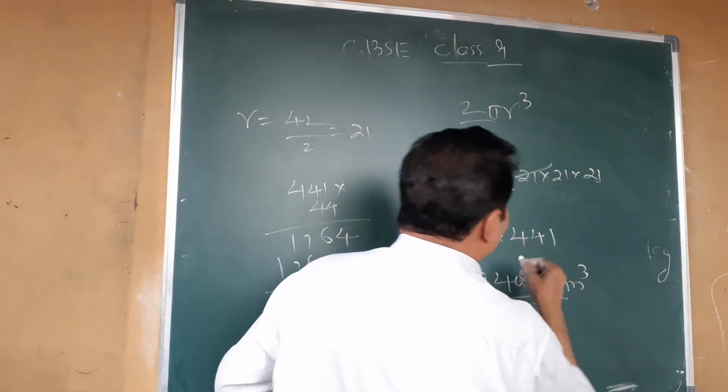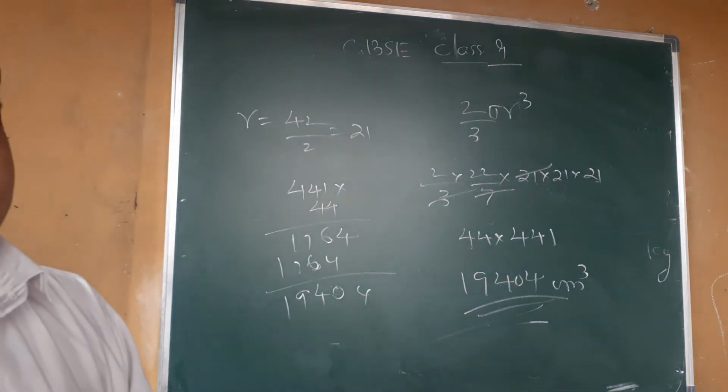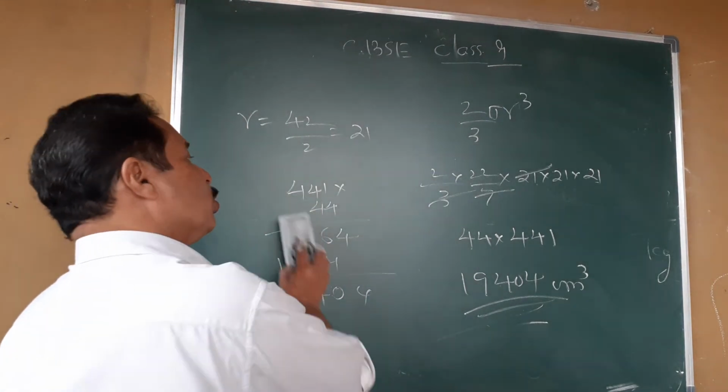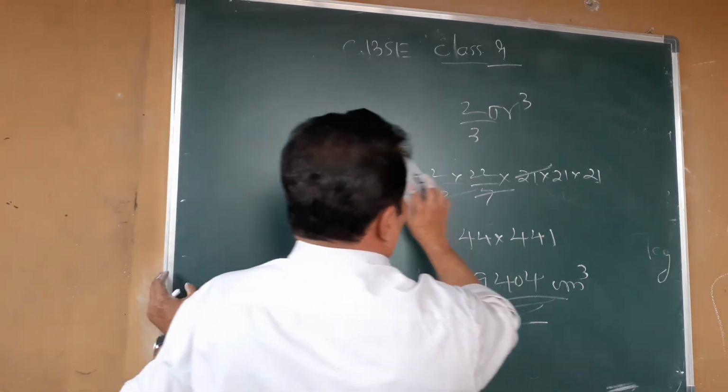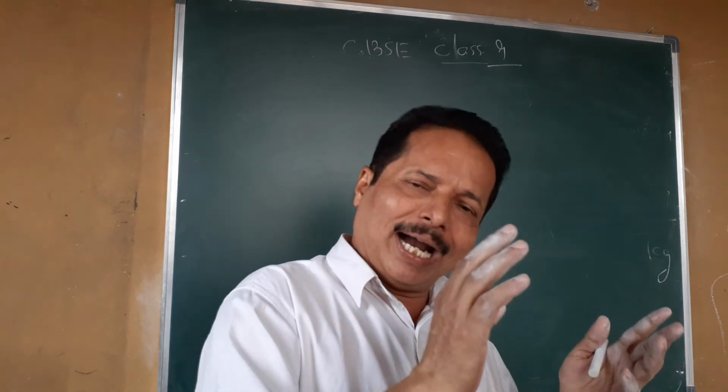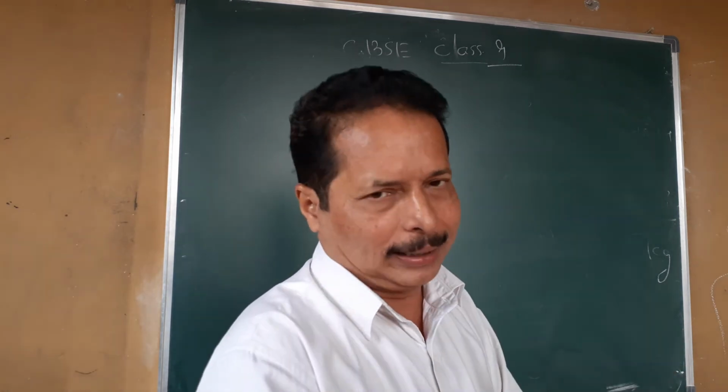19,404 cm cube. If you multiply it, you get the answer 19,404. Remember, it is hemisphere. The formula is 2 by 3 pi r cube. So if you want to find mass, you find the volume first, then multiply it by the given weight.